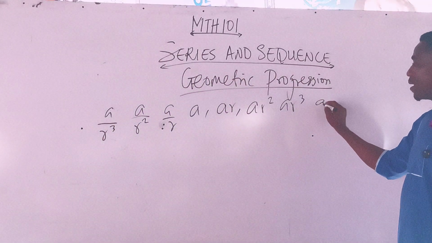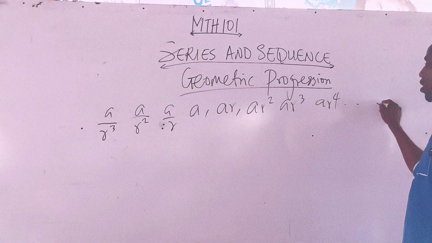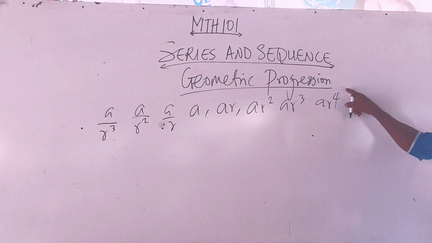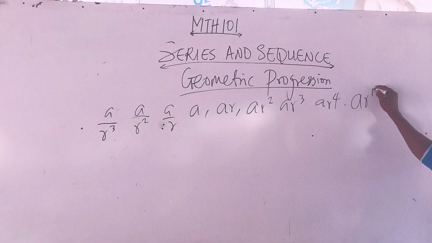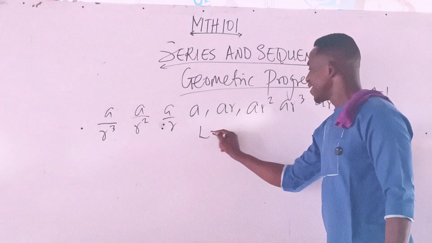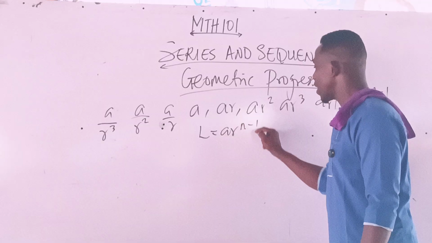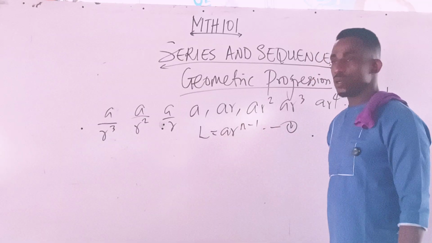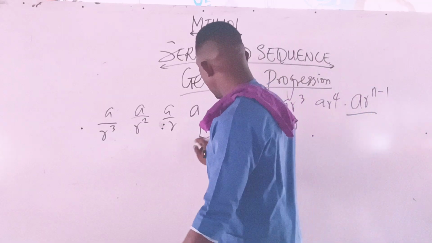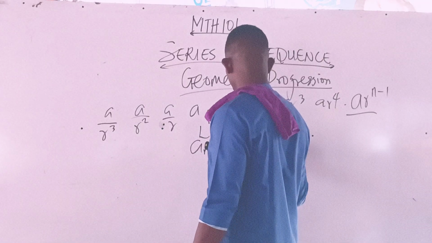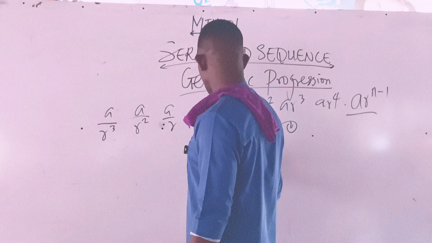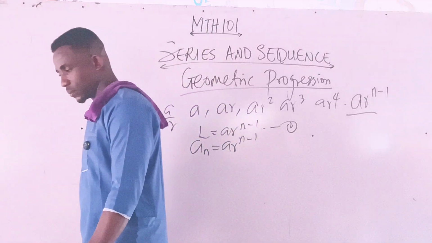Can you move forward? A, dot, dot, dot. Here is what? Nth term is what? A r to the power n minus 1. That is the last term. A r to the power n minus 1 is the last term, equation 1. And this is the same thing as nth term.